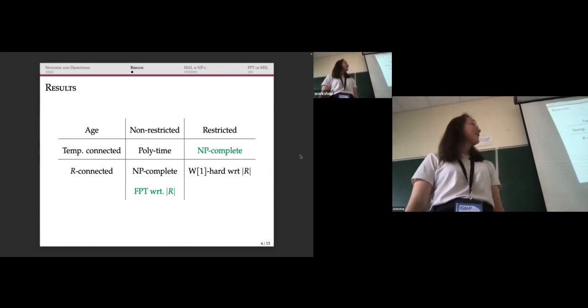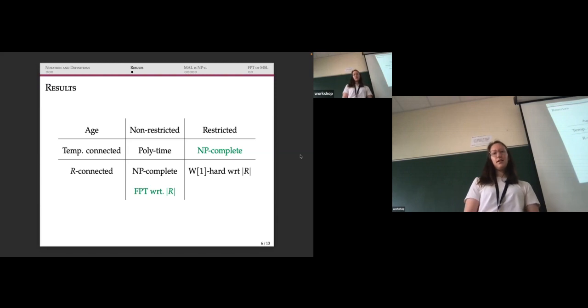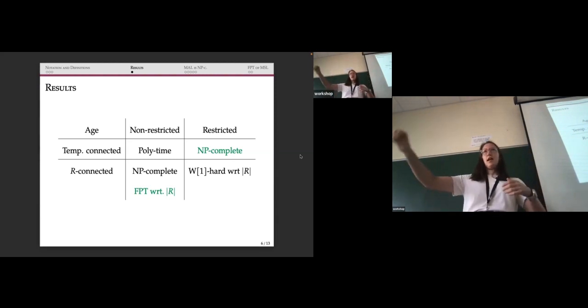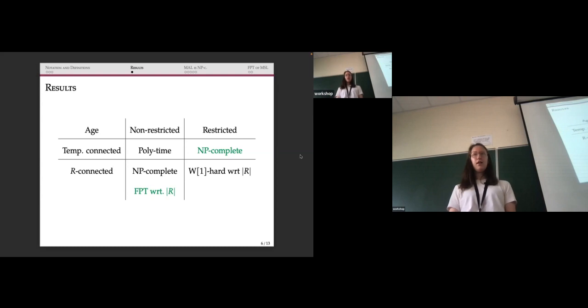I'm going to give you two ideas of our algorithms. The first one is going to be the one where you give me a graph and the H and ask, what is the minimum number of labels for every vertex to reach each other? And the other one I'm going to repeat it later.